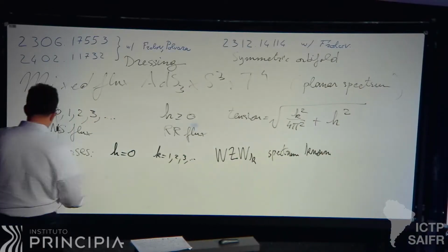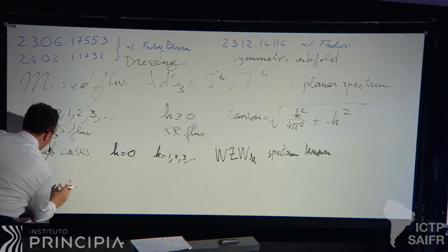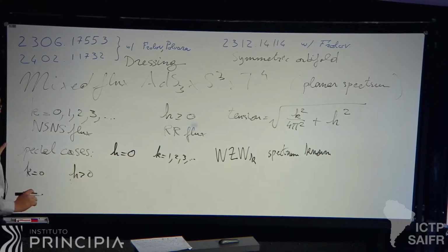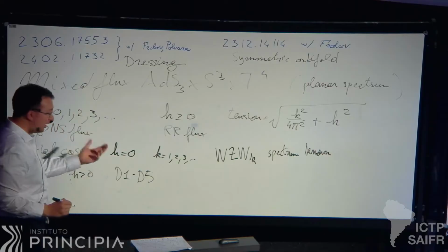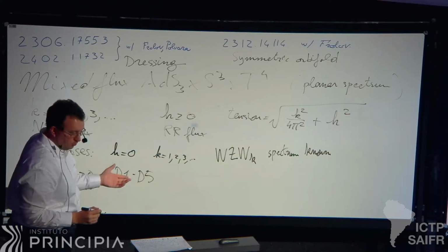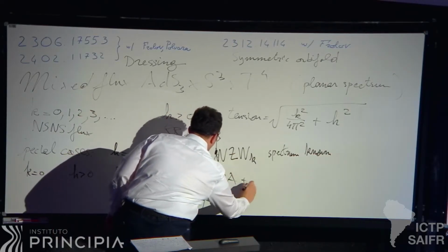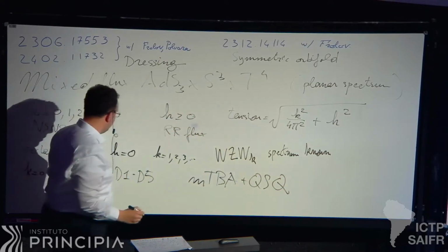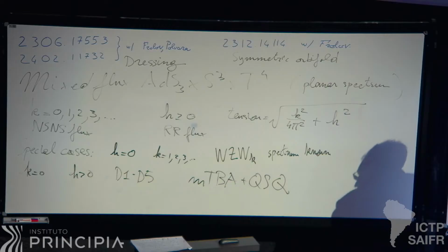Then the opposite case is when k is equal to 0 and h is greater than 0. This is the pure Ramond-Ramond case, related to the D1-D5 system. It comes from the near horizon limit of the D1-D5 system of branes. It is qualitatively similar to AdS5 and can be studied by integrability. In fact, the S matrix is known, the dressing factors are known, and there are mirror TBA and quantum spectral curve equations for the spectrum of this model. These were derived relatively recently. Only some particular states have been studied so far. There is more to be understood, but in principle we believe that we have a good understanding.